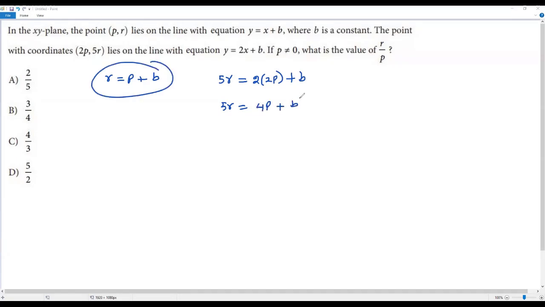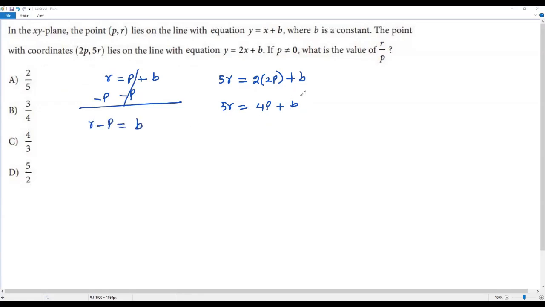Okay, in both these equations, I find the constant b in common. Now let me solve for b in each of these two equations. To solve for b in the first equation, I have to get rid of this p. So for that, I subtract p from both sides. When I do so, the positive p and negative p cancel out. I'm getting r minus p equals b.